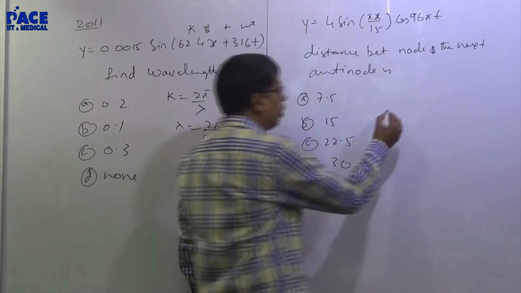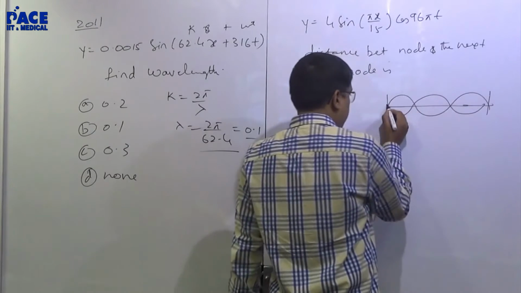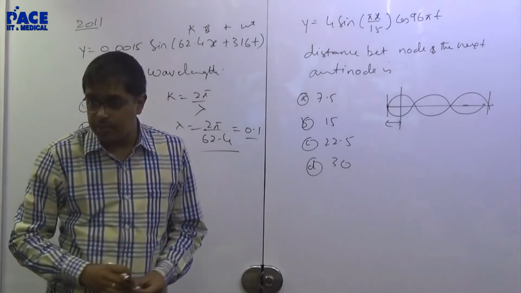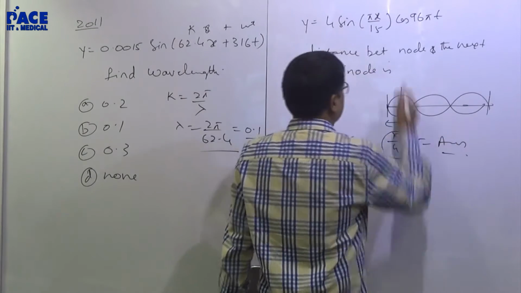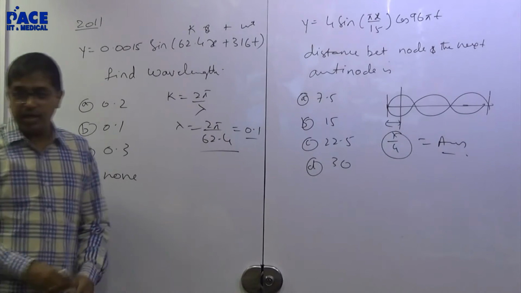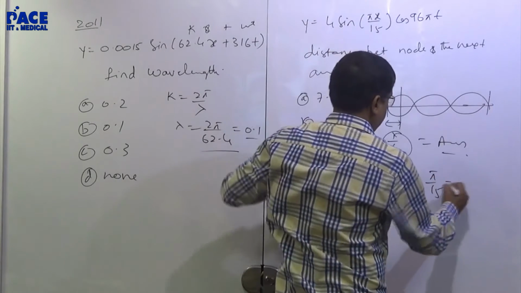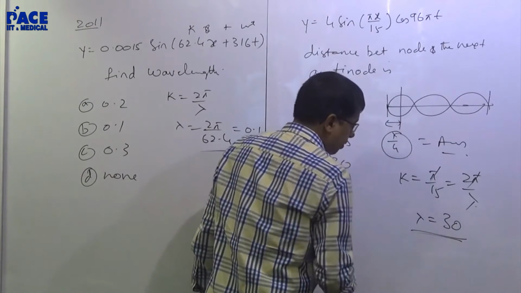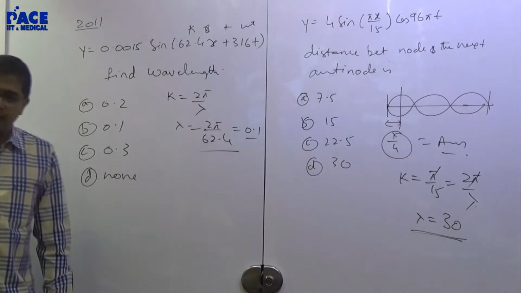Now, distance between node and antinode. Node and antinode, this distance you are asking me. That means lambda by 4. You want lambda by 4. That's my answer. Please find out the value of lambda from here. Sin(kx minus omega t). k is pi by 15. This is 2 pi by lambda. Pi will go. Lambda is 30. Am I right? Lambda by 4 is my answer. Awesome questions, right?